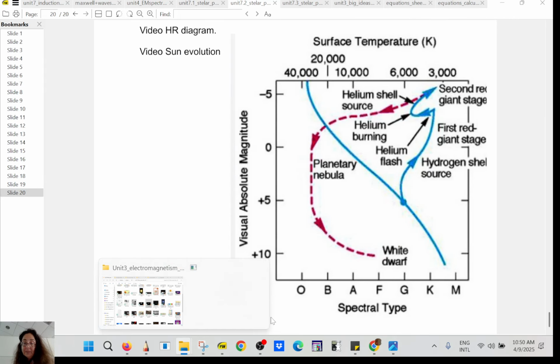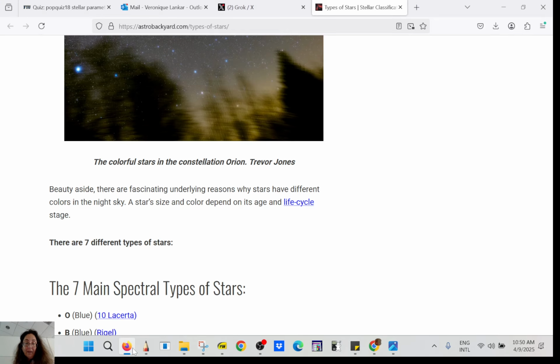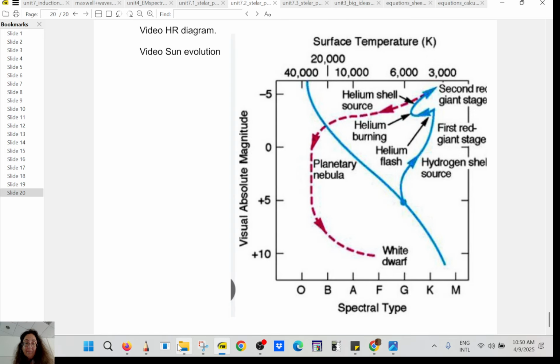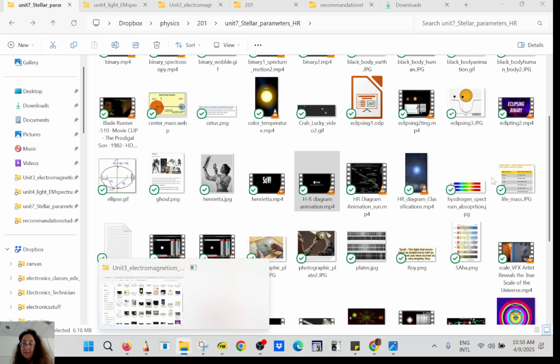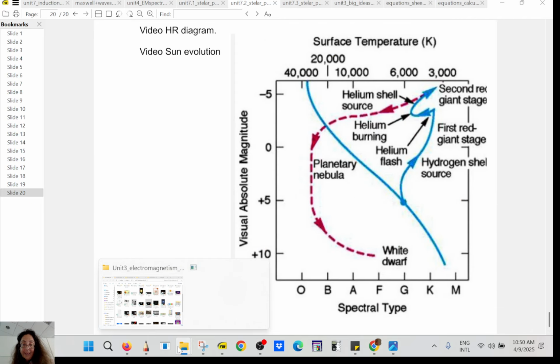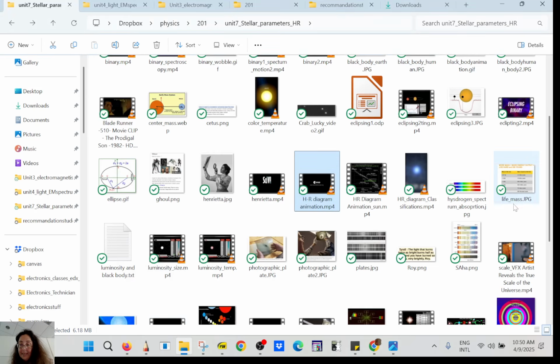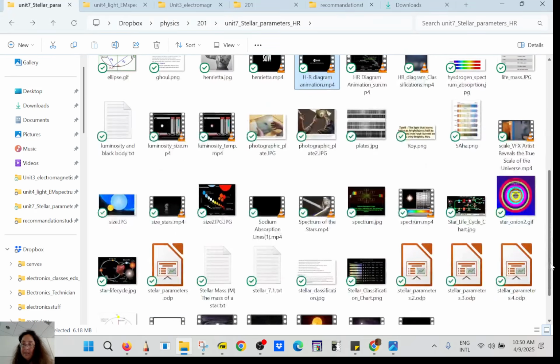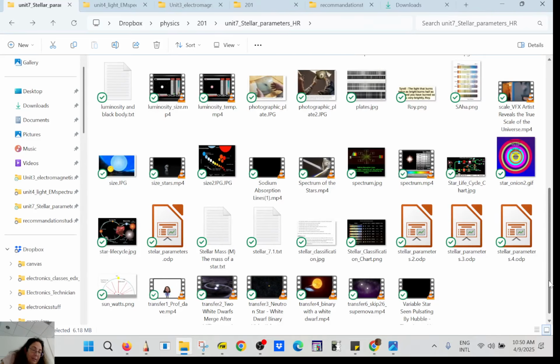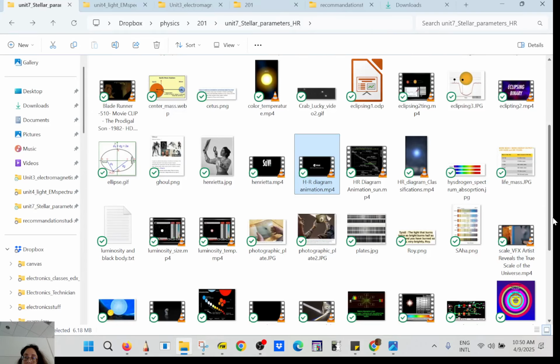I don't know if I have a video. I know I have a video. It's just that my folder, I don't know where it is. I think it's here. Look at that. I'm organized now.